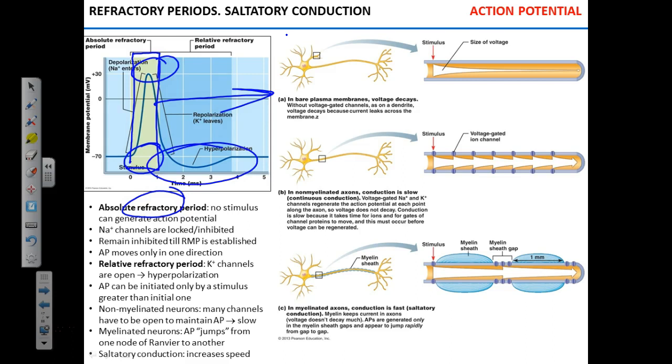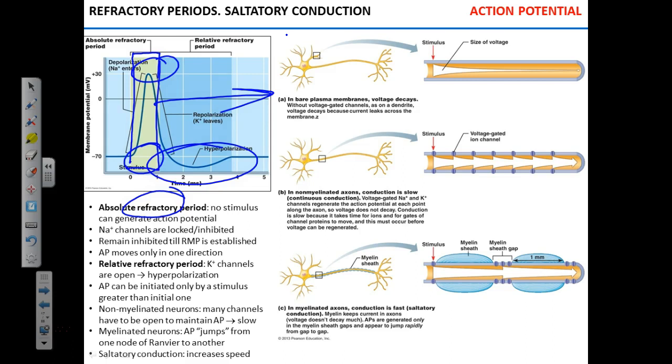So here's what happens. Potassium channels are open and potassium flows out of the cell. Does that make sense? When potassium flows out of the cell, what happens to the membrane potential of the cell? It becomes more and more negative. So in order to depolarize the cell, you now need to apply a stimulus much higher than the normal one. You see what I'm saying?